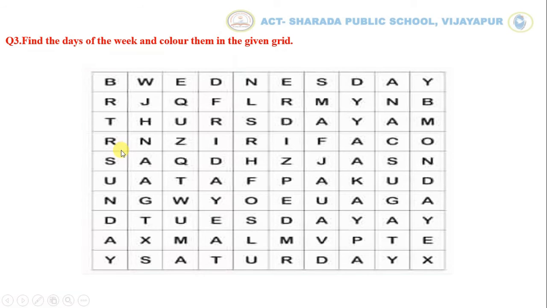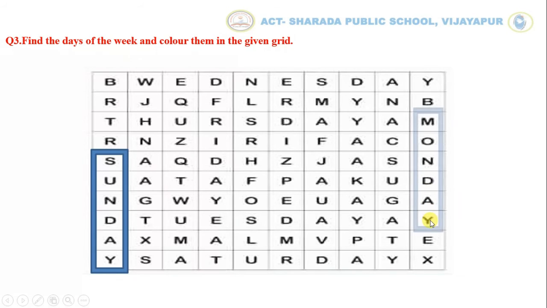So in the first column we can see Sunday, S-U-N-D-A-Y. So we have to mark this Sunday. Sunday after Monday. So let us search for the Monday. In the last column, we can see Monday, M-O-N-D-A-Y. So we have to connect the Monday. So children, we have to hunt for all the 7 days of the week here. Try for the further.